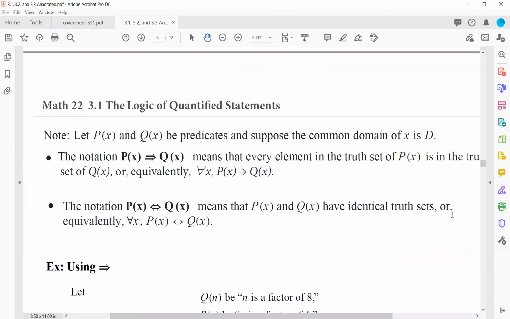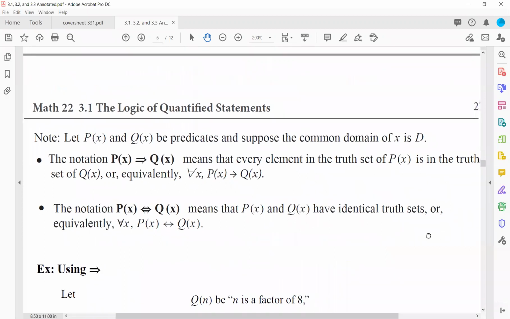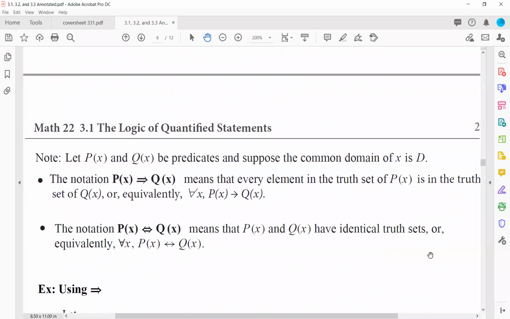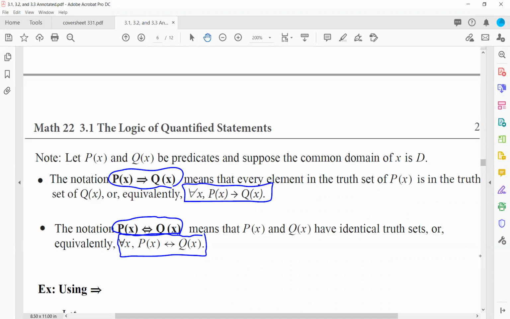So which quantifier do you use when you have a conditional statement? When you have a conditional statement, it's actually a universal statement. You're saying that for any x in the given domain, P(x) implies Q(x). P(x), then Q(x). So it's a universal quantifier. Also, a biconditional statement is also a universal statement. None of these are existential statements.